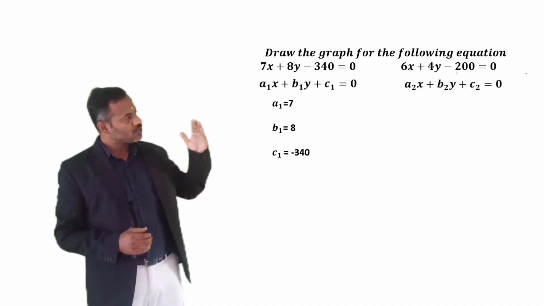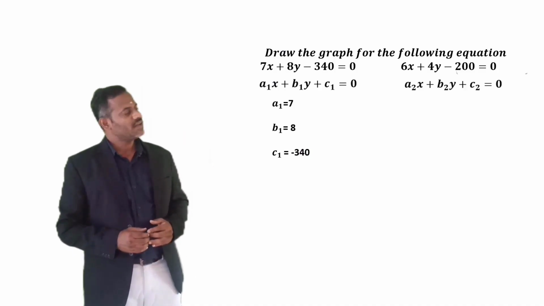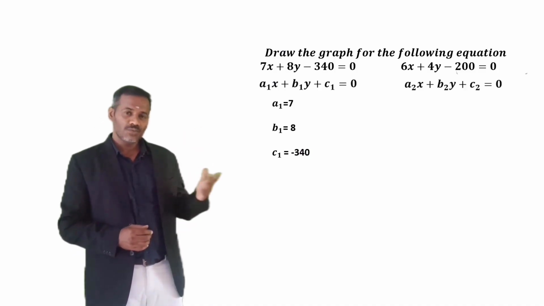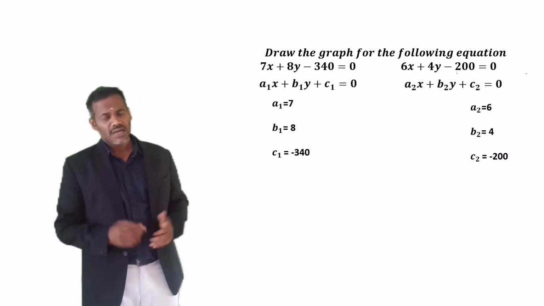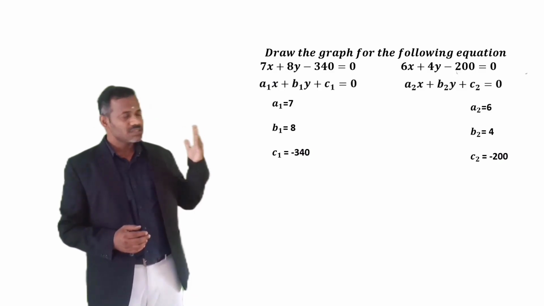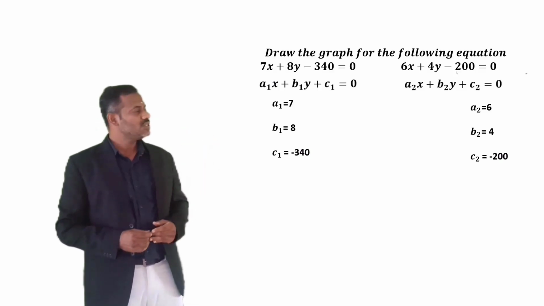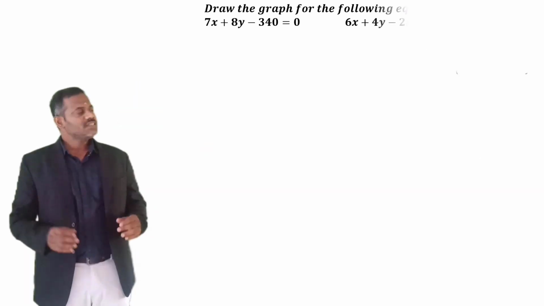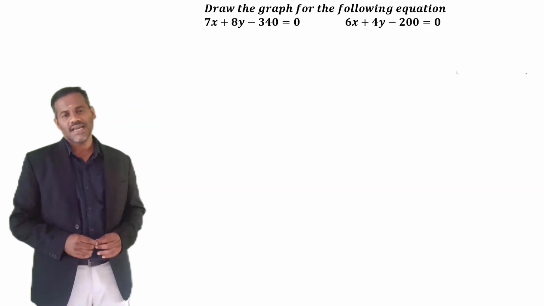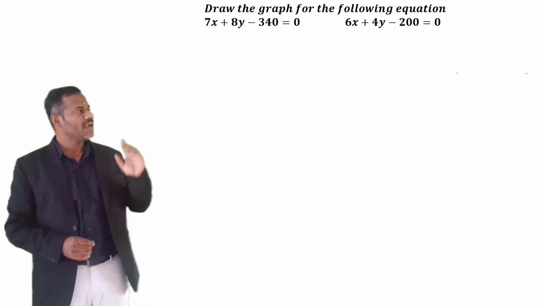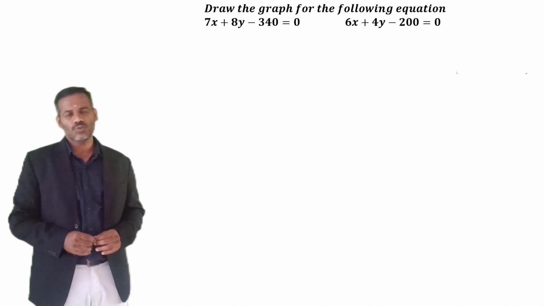Let us compare these two equations. We get a1 is equal to 7 and b1 is equal to 8, c1 is equal to minus 340. And what about a2? a2 is 6, b2 is 4 and c2 is minus 200. Now let us take these two equations, that is 7x plus 8y minus 340 equal to 0 and 6x plus 4y minus 200 is equal to 0.